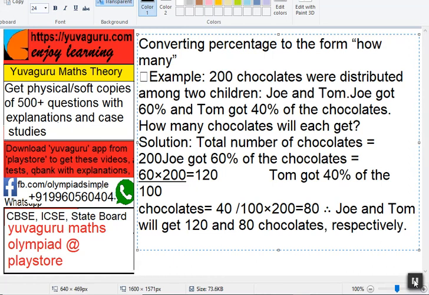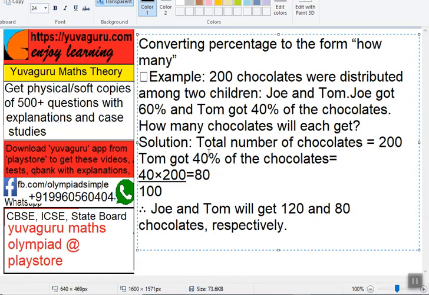How much will Tom get? Tom got 40%. So 40 upon 100 into 200, right? So again the same logic. 100 2s, so 40 2s are 80. So both got 120 and 80 chocolates respectively.